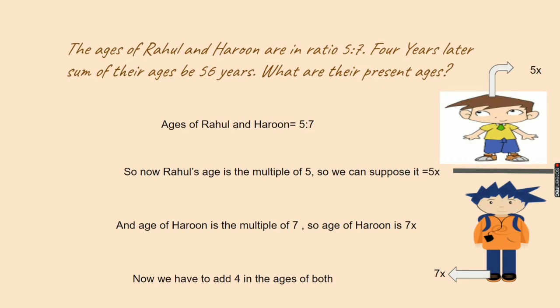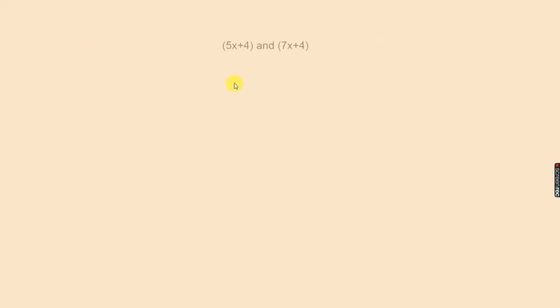So according to the question, 4 years later the sum of their ages will be 56. So 4 years later their ages are 5x plus 4 and 7x plus 4. Our question says that if we add their ages, it would become 56. So now we can solve this linear equation. Adding 5x plus 7x, we got 12x plus 4 plus 4, that is 12x plus 8, is equal to 56.